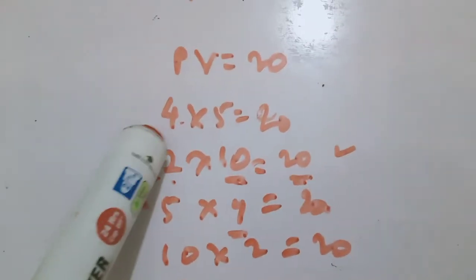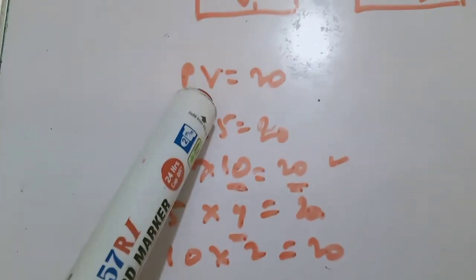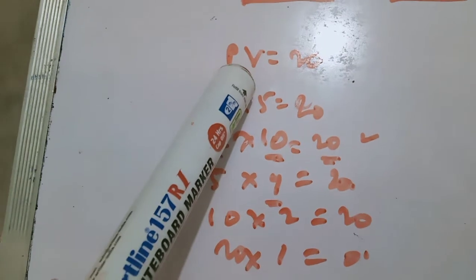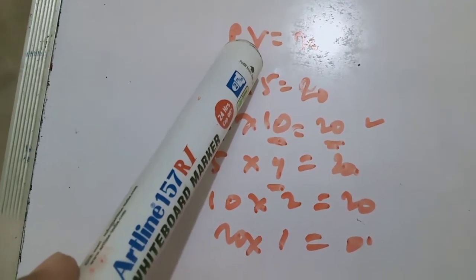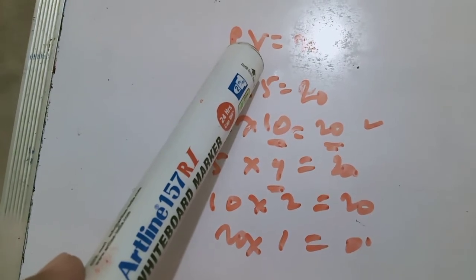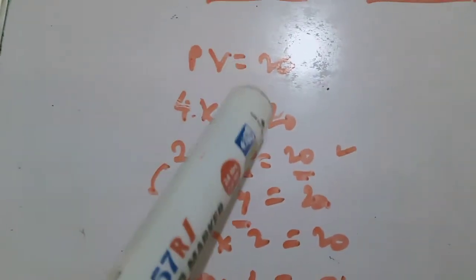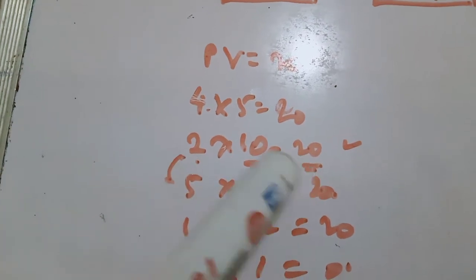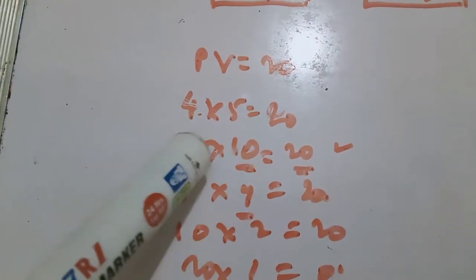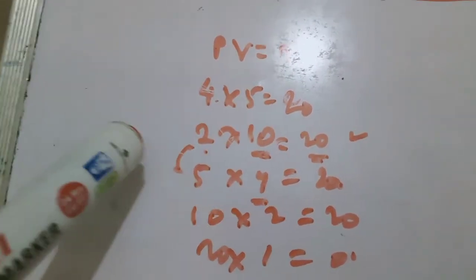That means if PV is equal to 20, when the pressure is 4, the volume is 5. Since PV is equal to constant, the given mass of a dry gas at constant temperature will have different values of pressure and volume, but the product will remain the same. For example, if the pressure is 2, to get 20, the volume must be 10. Again, if it is increased to 4, then 10 will decrease to 5 to get 20.